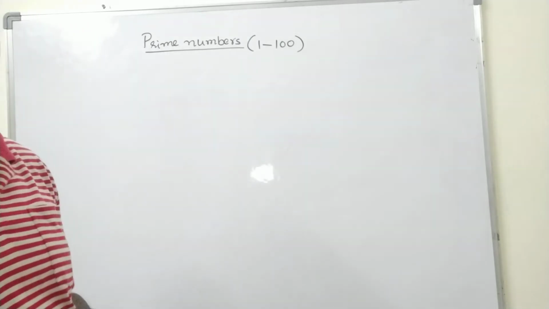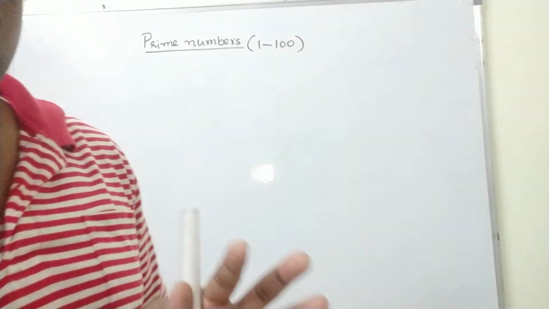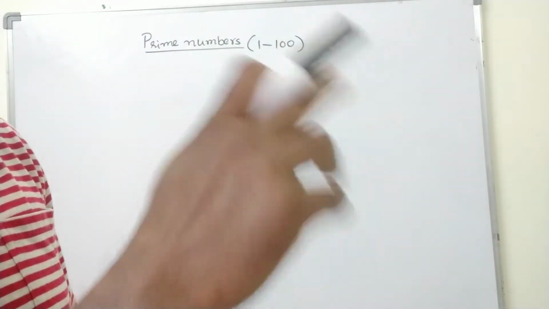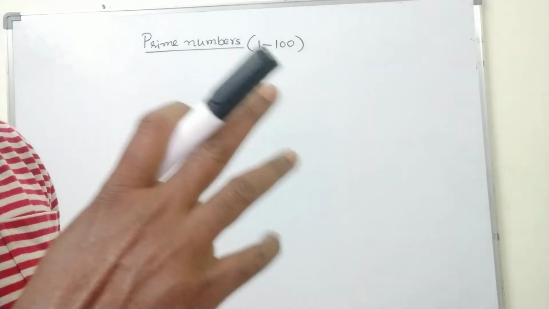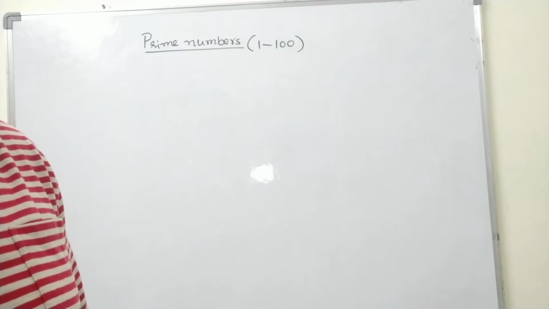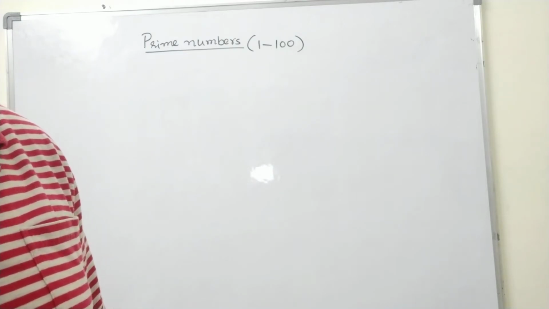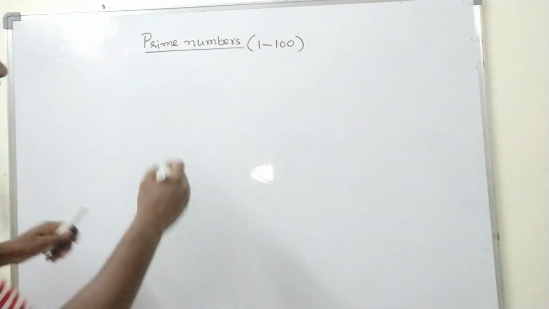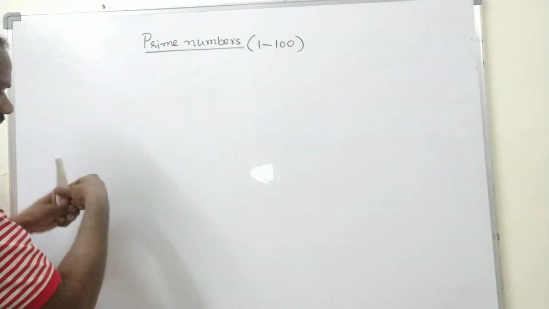We have the Eratosthenes method, where you write 1 to 100 in a tabular form, crossing out even numbers and other multiples, so crossing out composite numbers. That method is there, but other than that this is the best way. You have to do it as families. I am writing into 3 families.